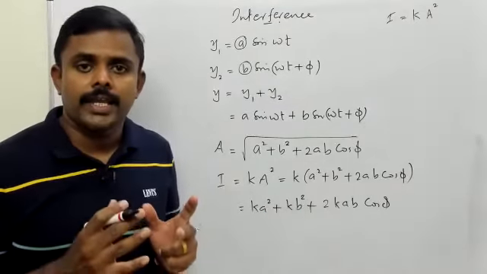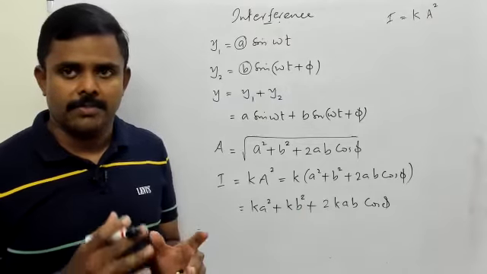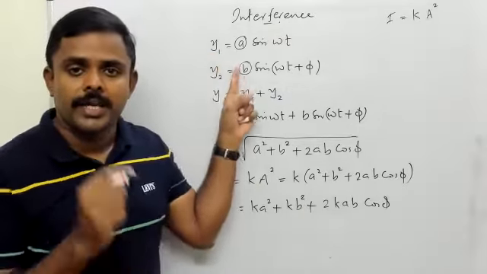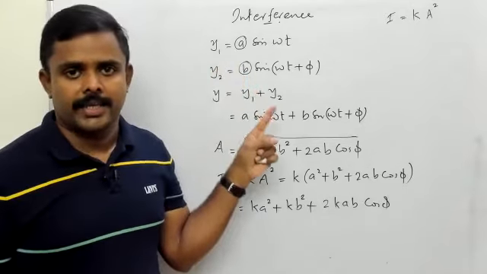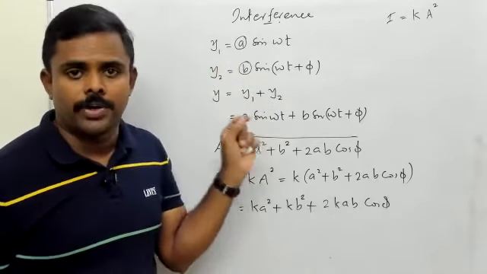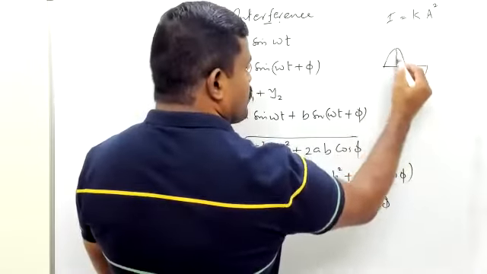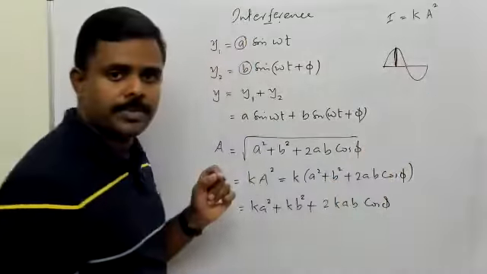I've taken two independent waves. What are the waves called? First wave has a name: y1 is equal to A sin omega t. A is the amplitude of the wave. Amplitude means the height of the wave. Height of the wave is called amplitude.